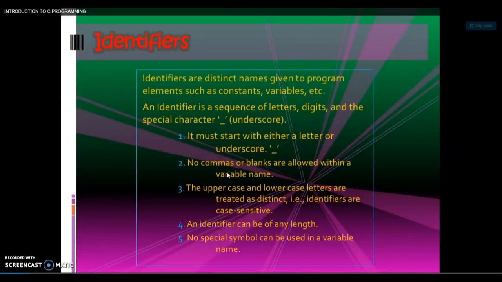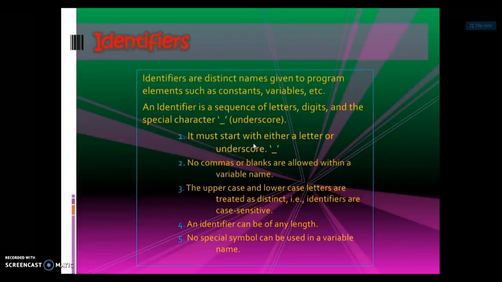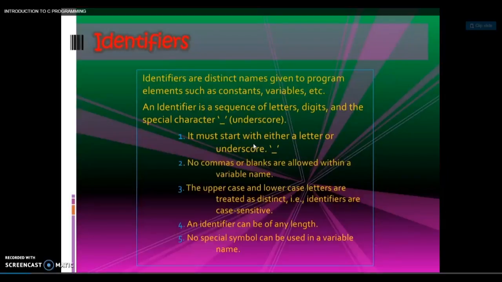Identifiers. Identifiers are distinct names given to program elements such as constants, variables, and functions. An identifier is a sequence of letters, digits, and special characters, which includes the underscore. The rule is that it must start with either a letter or an underscore. We cannot start an identifier with a digit. No commas or blanks are allowed within a variable name.